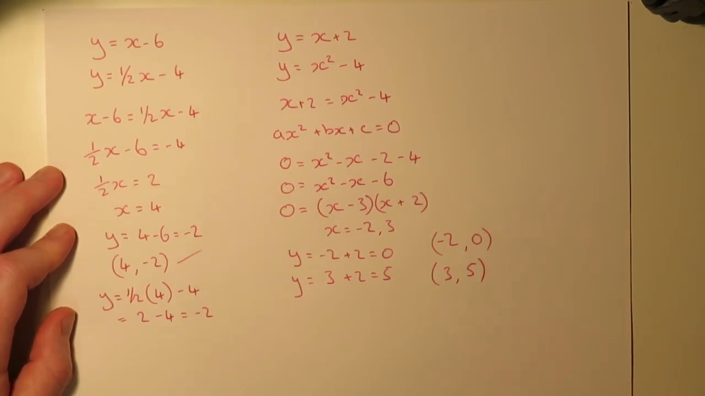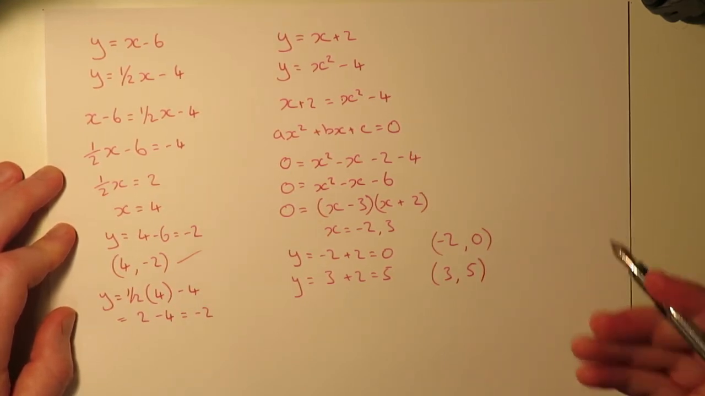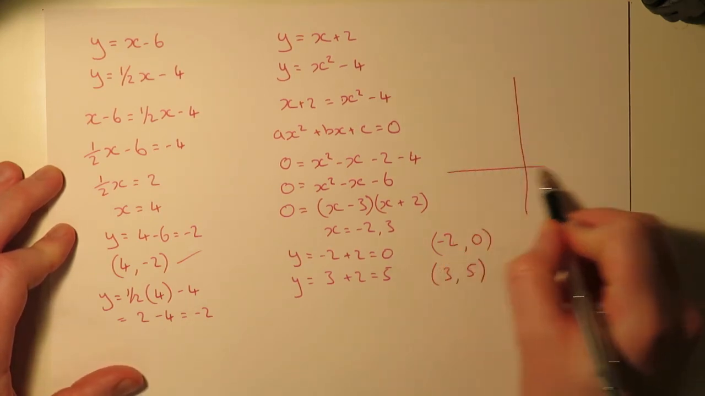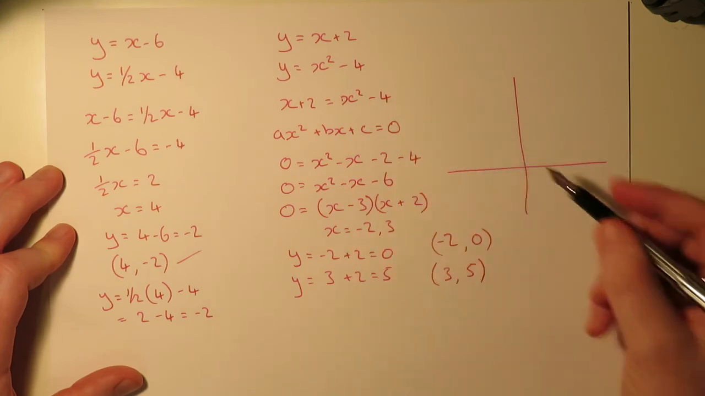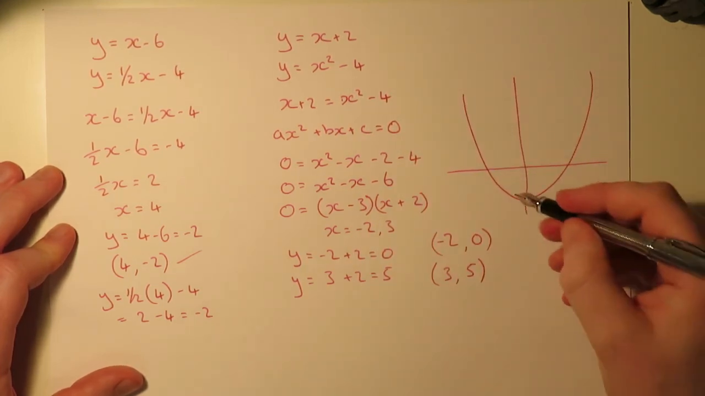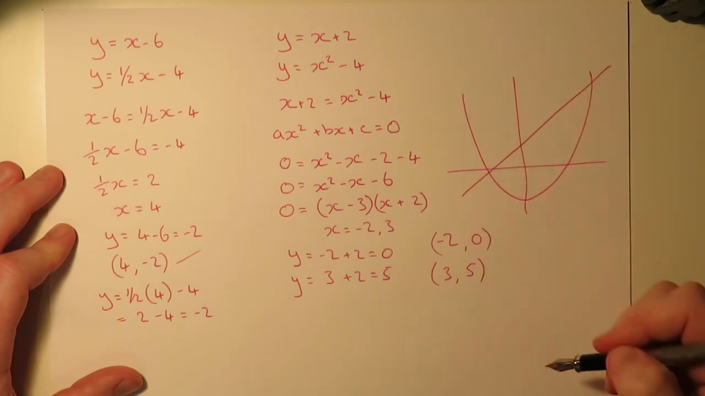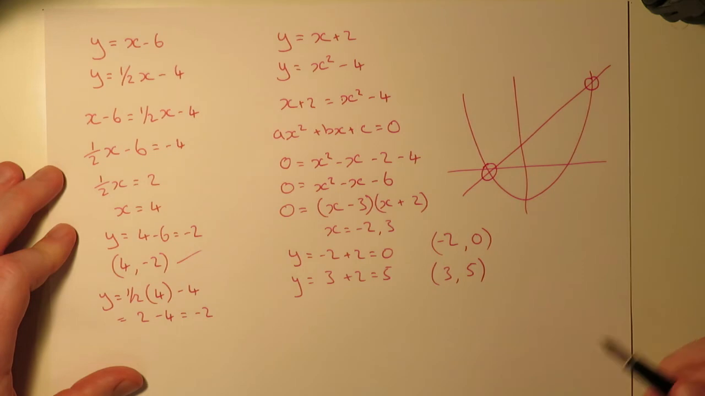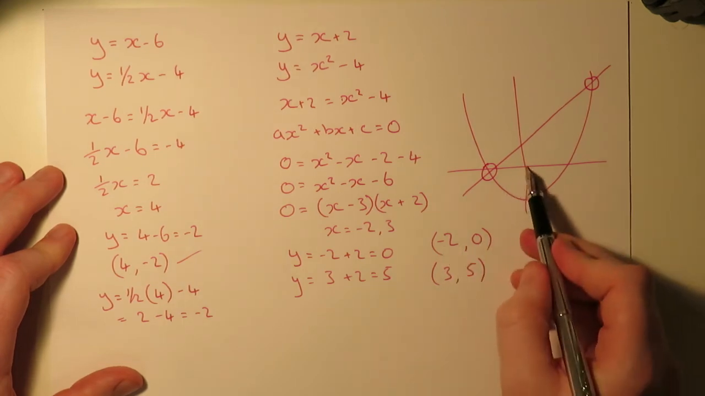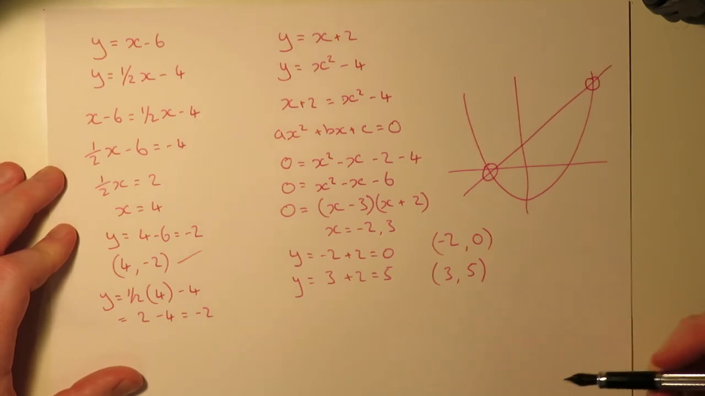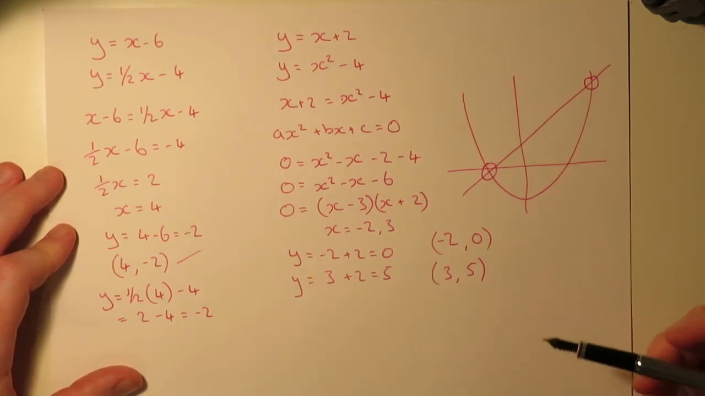Now what I was saying about how you can sometimes get dodgy responses is, if I very quickly sketch this, x squared minus 4, something like that, x plus 2, something like that. Here we've got two solutions. Do these make sense? Minus 2, 0, yeah, that's about right. 3, 5, yeah, that's about right. Okay, so we're okay there.